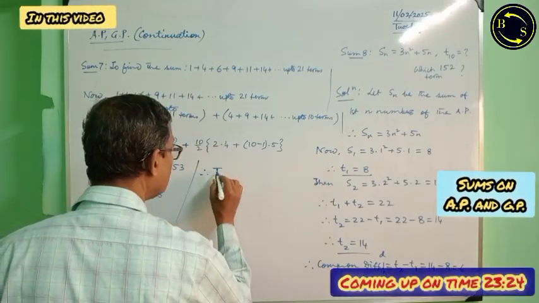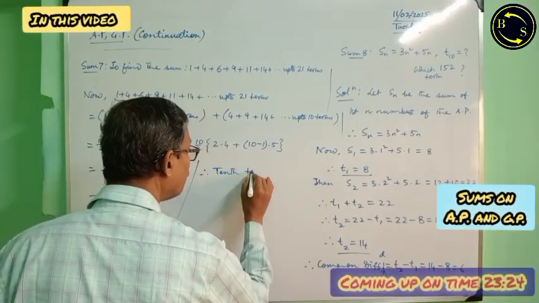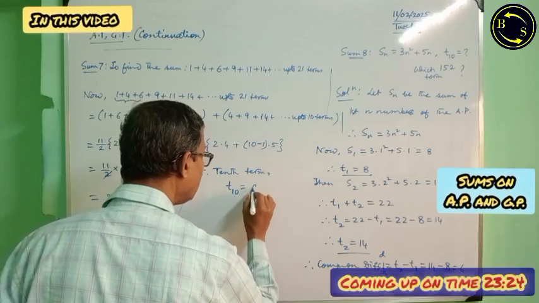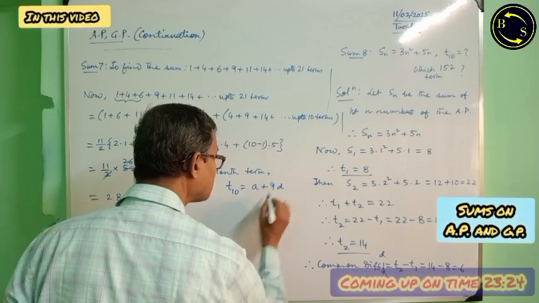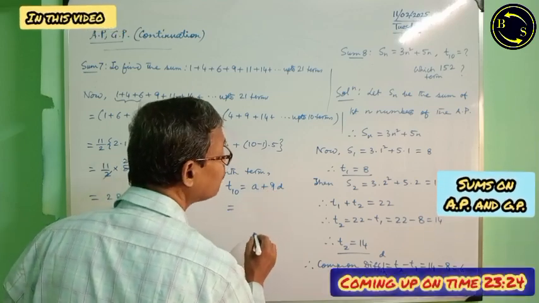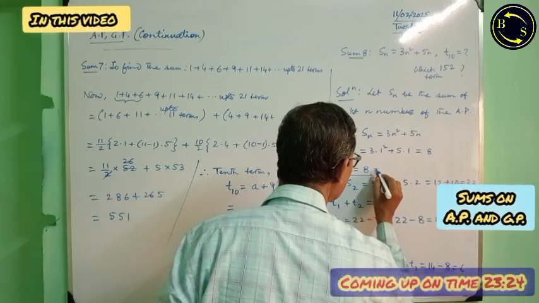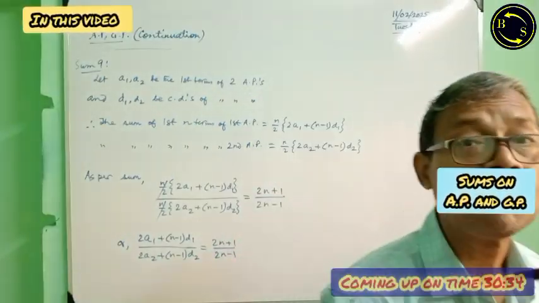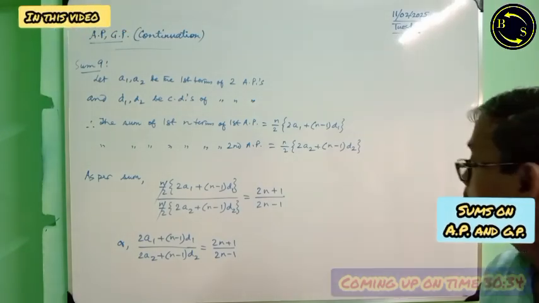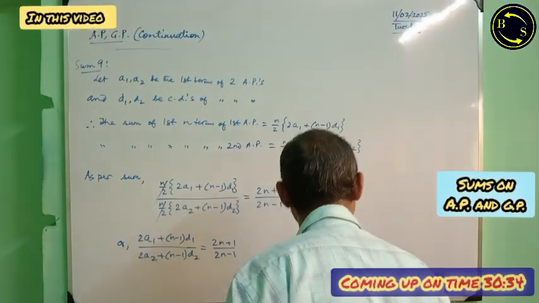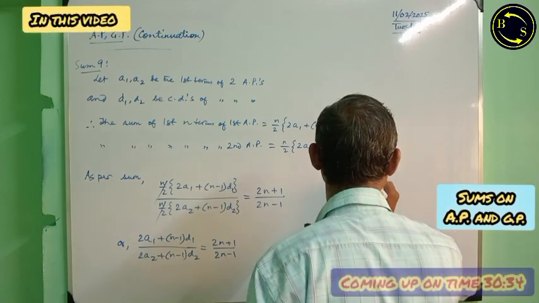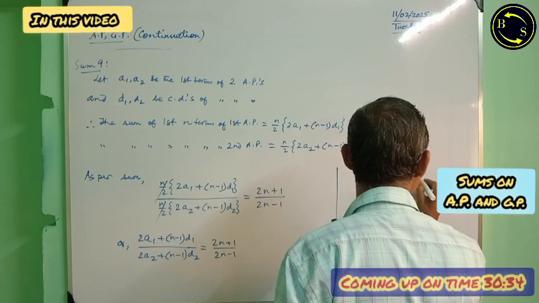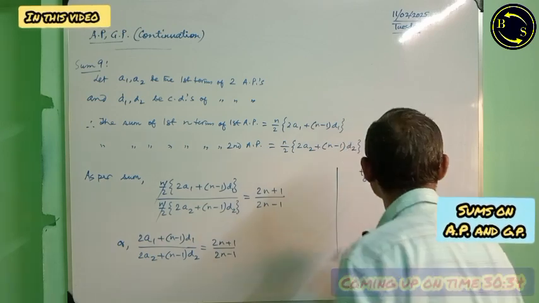Therefore, 10th term T10 equal to A plus 9D as per formula. Then I put the value. We have to find the ratio of their 8th terms. Now, let us discuss this one. 8th term T8 is equal to A plus 8 minus 1 all into D.